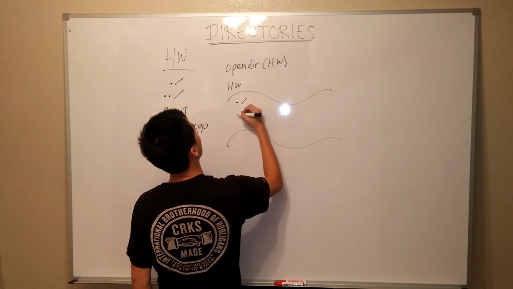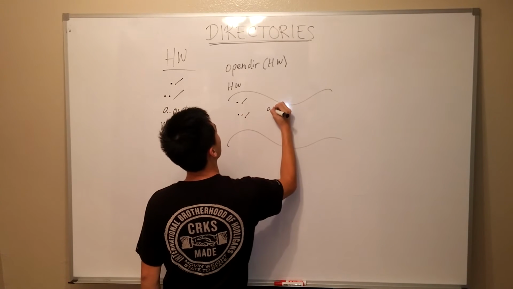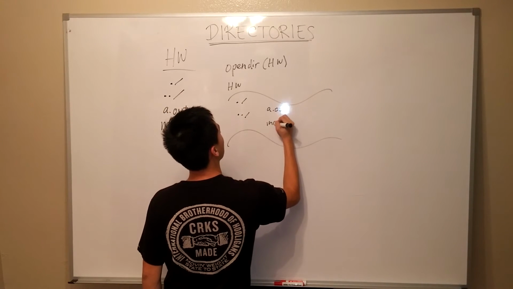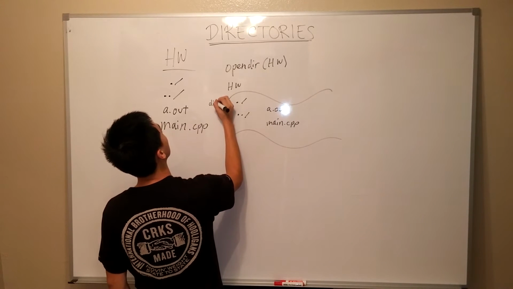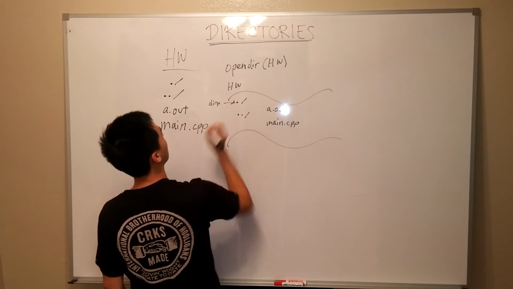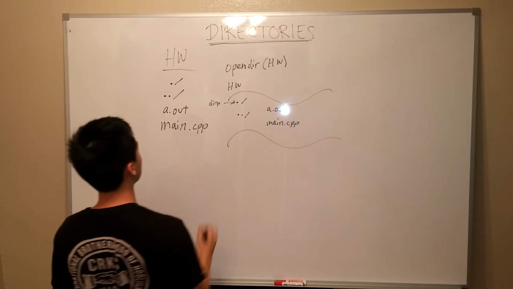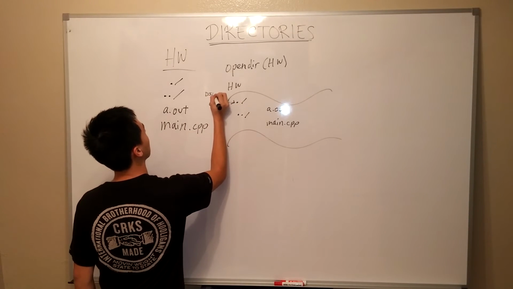How we access the stream and its contents is through a dir pointer, let's call it derp, that points to the first item in that directory stream. So, derp now points to our dot file, since that is the first item in our directory stream for homework.